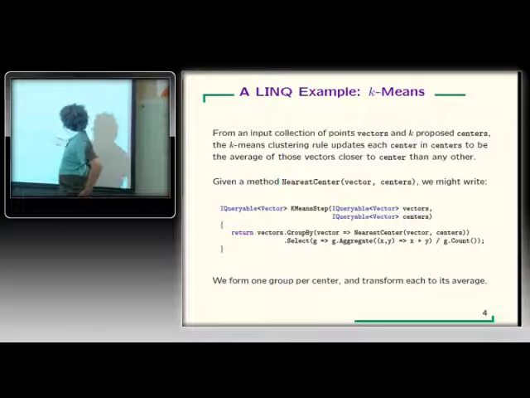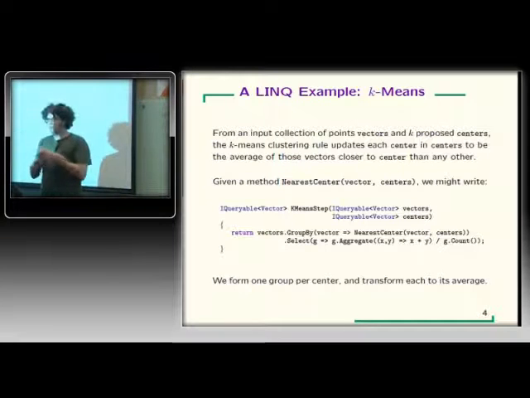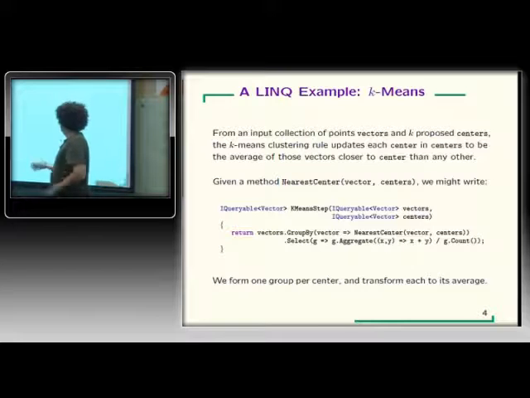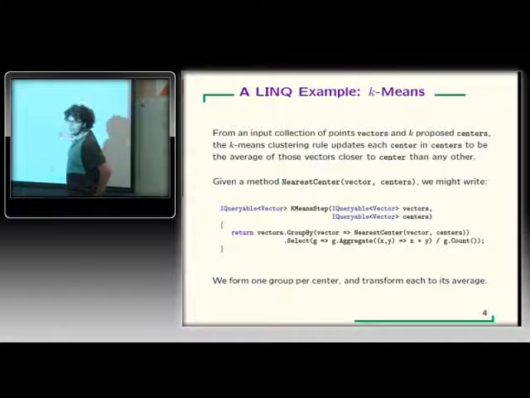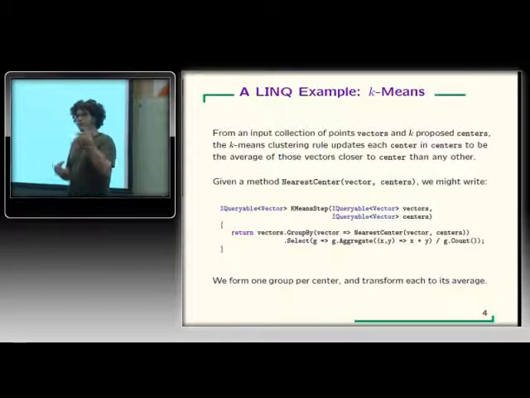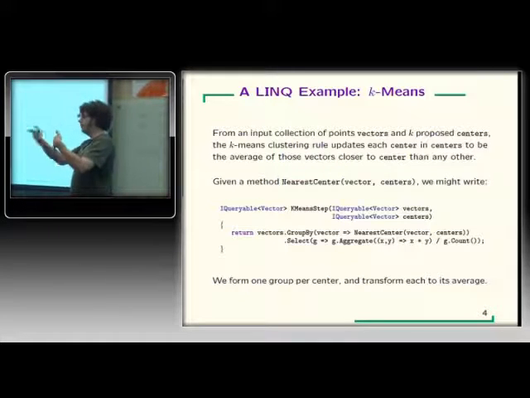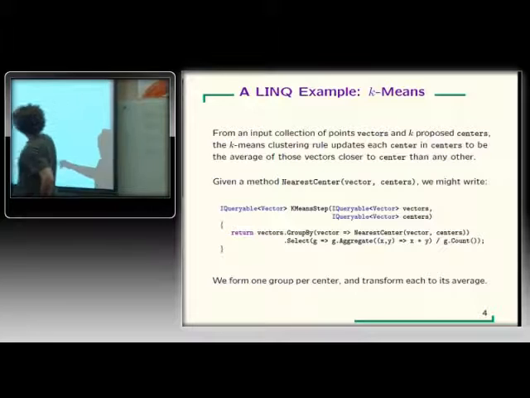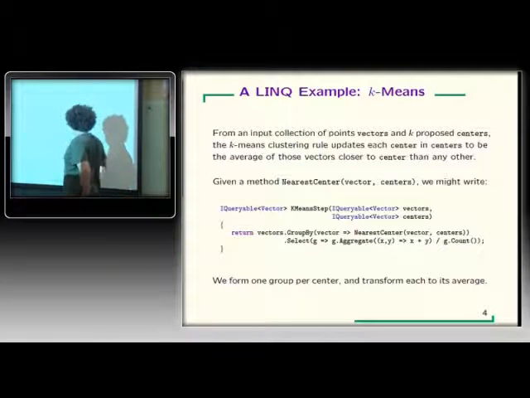So we say take every point and figure out which center it's closest to and produce a group, one for each of these centers, of those points for which the nearest center is a particular center. So this group by will result in, again, just a collection of lists, one for each center, of those points that feel that they should be associated with that center. And each group then is transformed using this averaging.